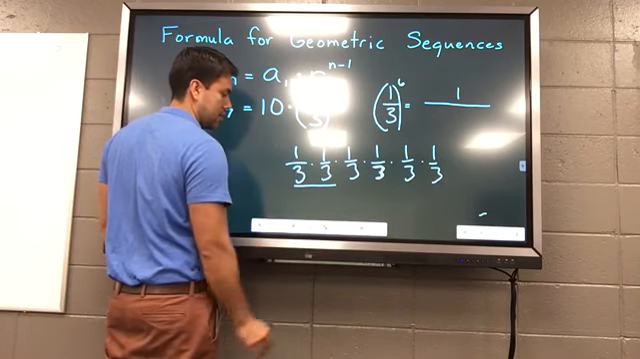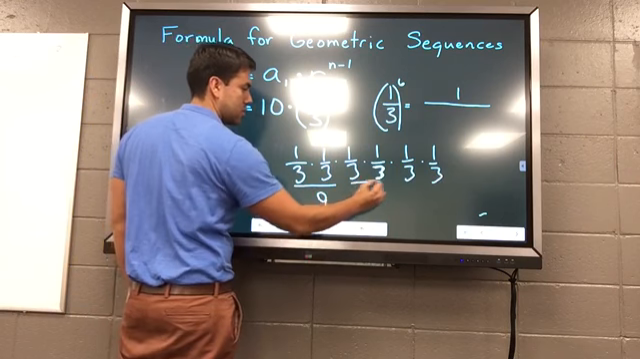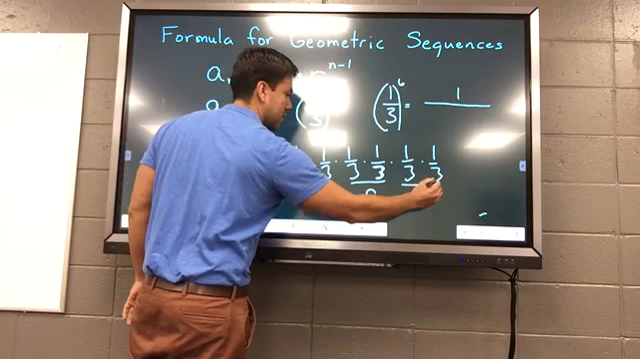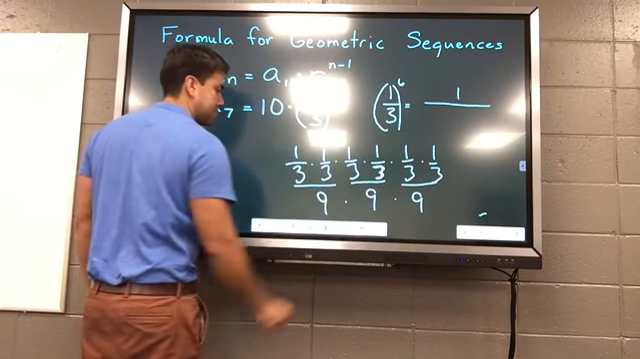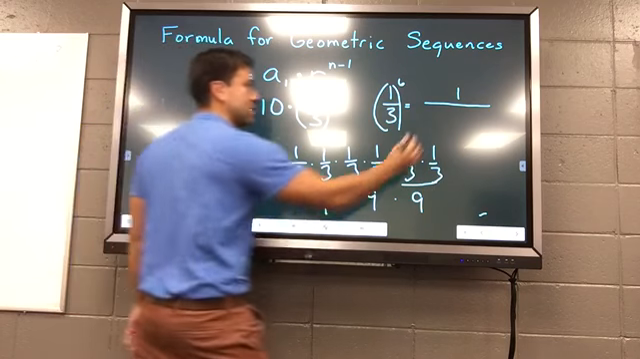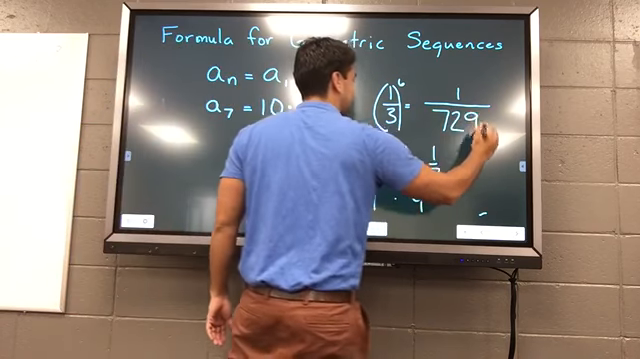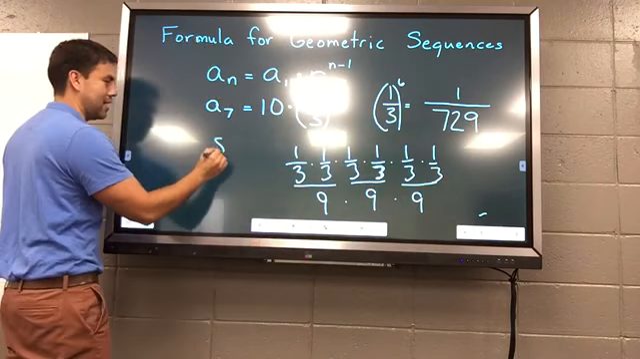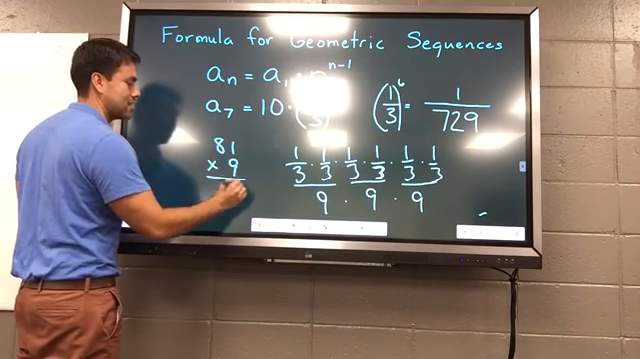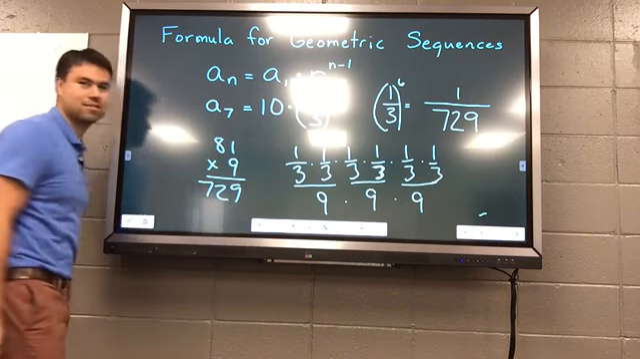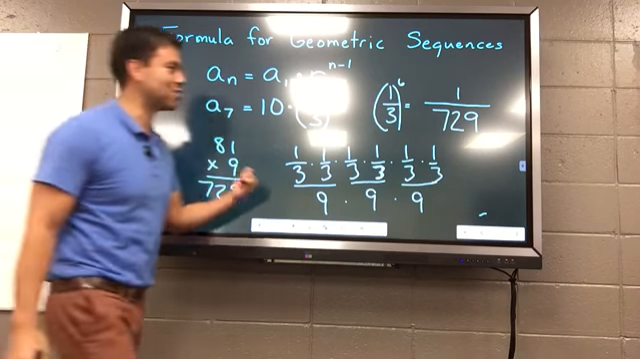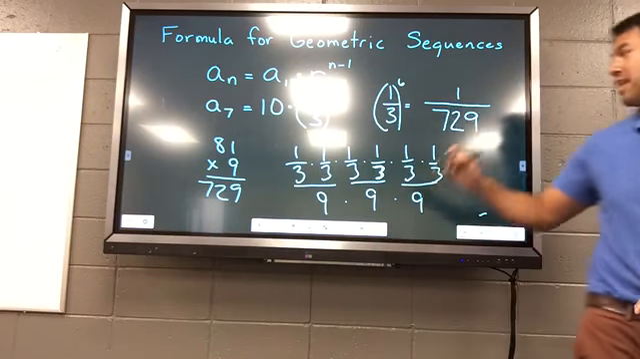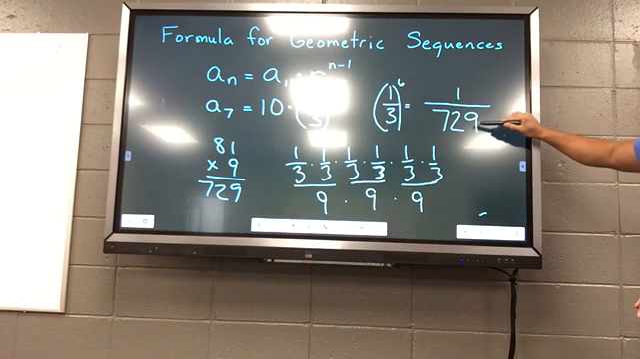What's 3 times 3? 9. 3 times 3? 9. 3 times 3? 9. What's 9 times 9? 81 times 9? Ooh, 7, 2, 9. I didn't know that off the top of my head. Neither did I. So we did this. Okay, so you could do that. That's allowed. You're allowed to show your work. Okay, I got 1 over 729.